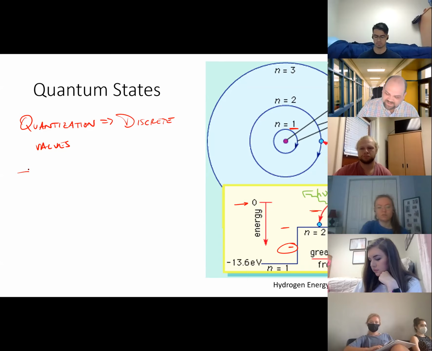For all these quantum states, we're going to have both electronic quantum states, like this one. We're going to have vibrational quantum states. We're going to have rotational quantum states. We're going to have nuclear quantum states, right? Every different type of interaction will have its own quantum states.